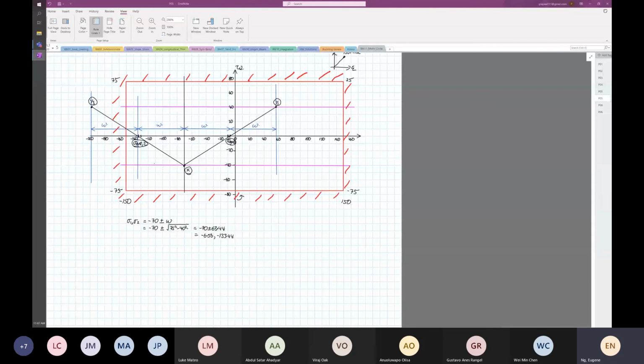So now very easily we can calculate stress Y1. Stress Y1 is equal to minus 6.56, because that is stress Y1, plus, because it's going towards the right, 63.44. So minus 6.56 plus 63.44 is equal to positive 56.88 megapascal.